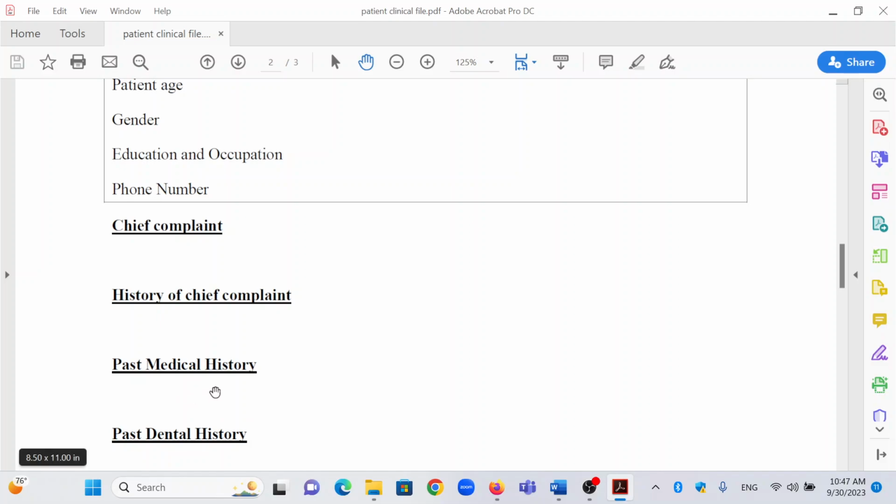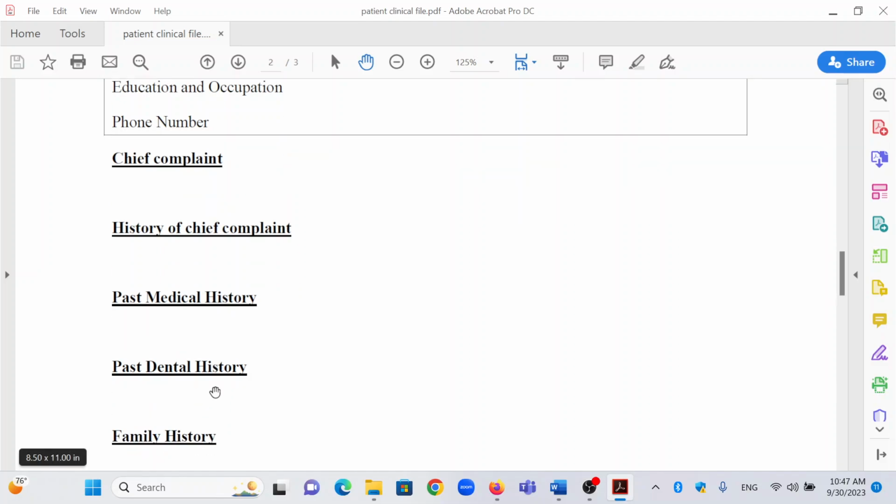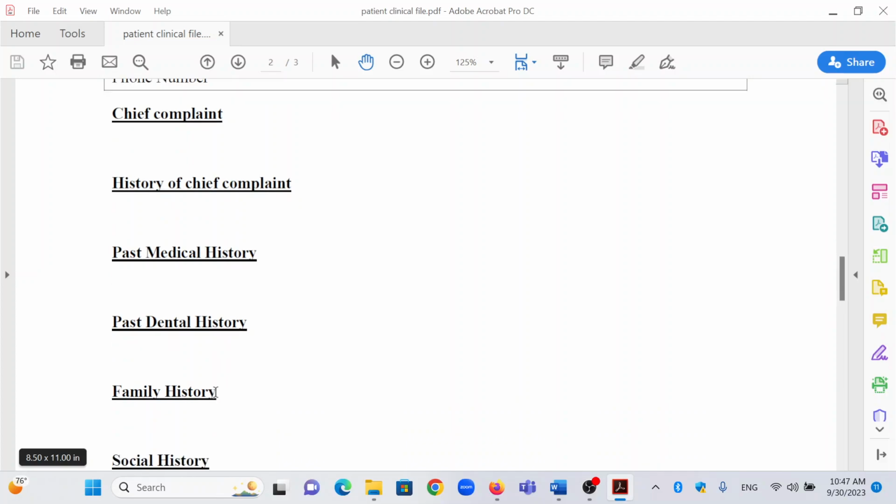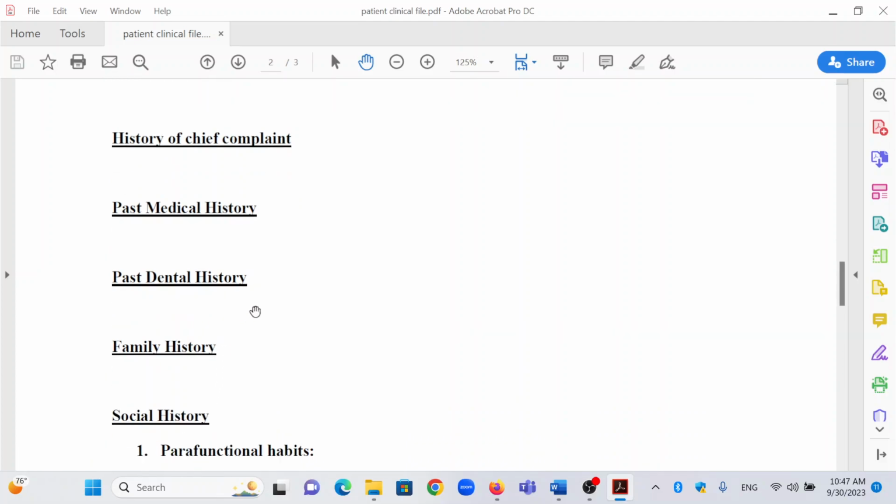After the medical history comes the past dental history. Now, the past dental history may have these scenarios. First, the patient may be of the type that doesn't look after their teeth, or does not visit the dentist. So you may write down that this is the patient's first visit.